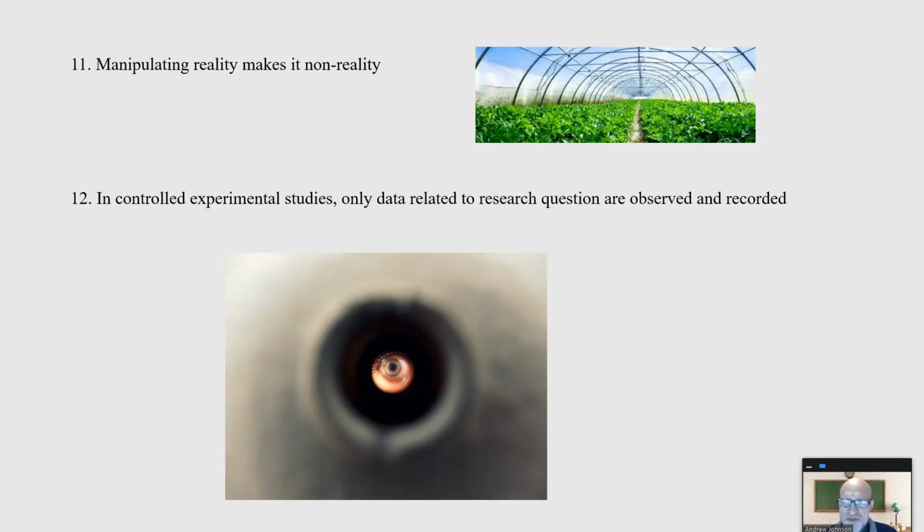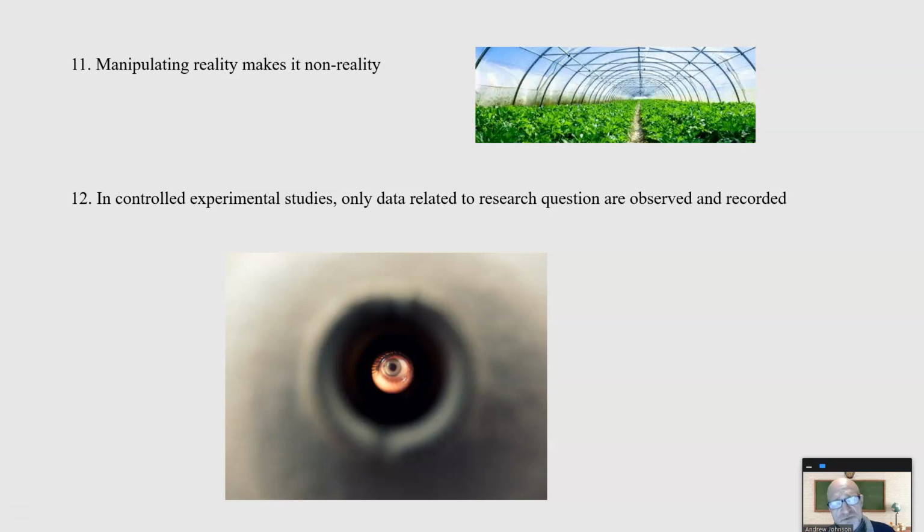However, one of the things about a controlled experimental research, as I've said before, used in the social sciences, is that by manipulating reality, you make it a non-reality. By controlling it so much, it does not become natural. Now, that does not mean it shouldn't be used. It should not be used exclusively.